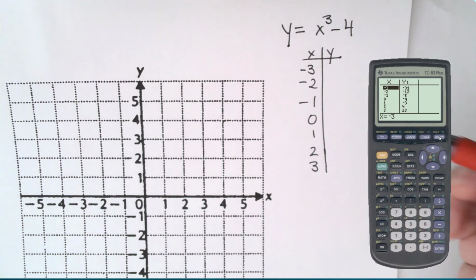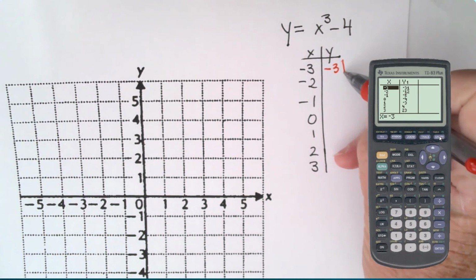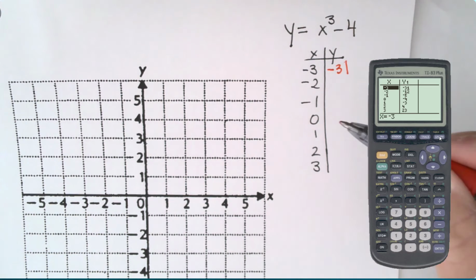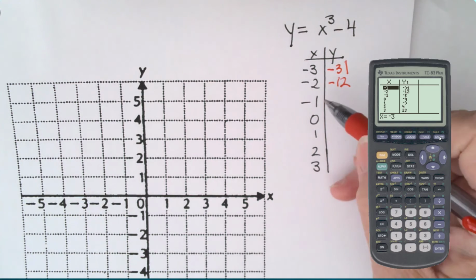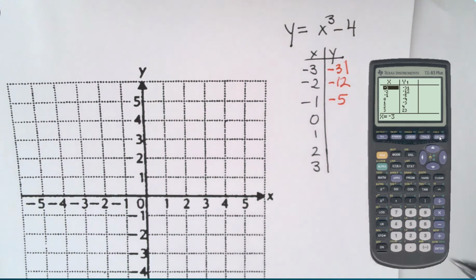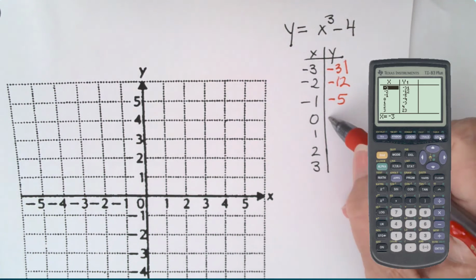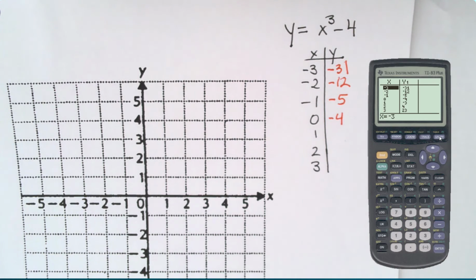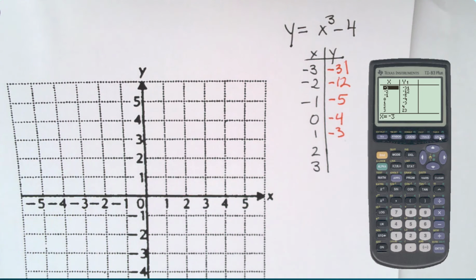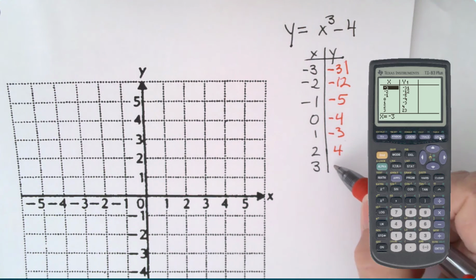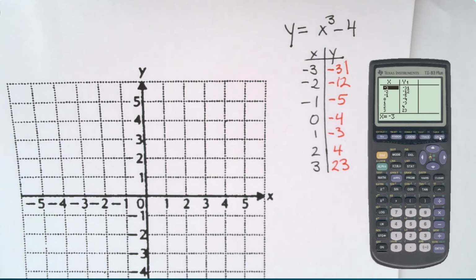So -3 goes with -31. -2 goes with -12. -1 goes with -5. 0, -4. 1, -3. 2, 4. And 3, 23. So now we'll plot those on our grid.